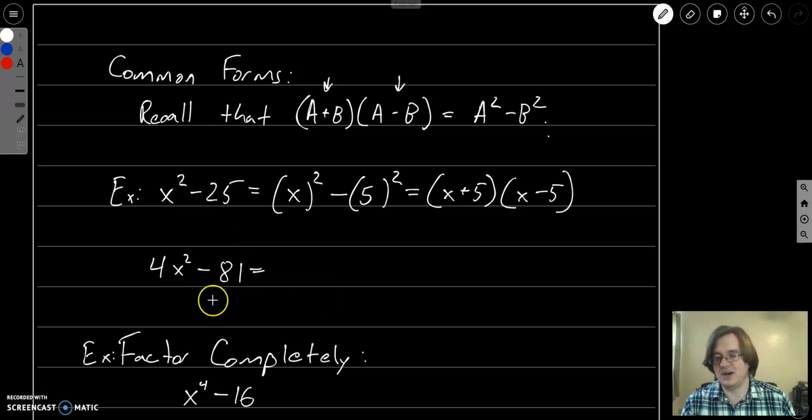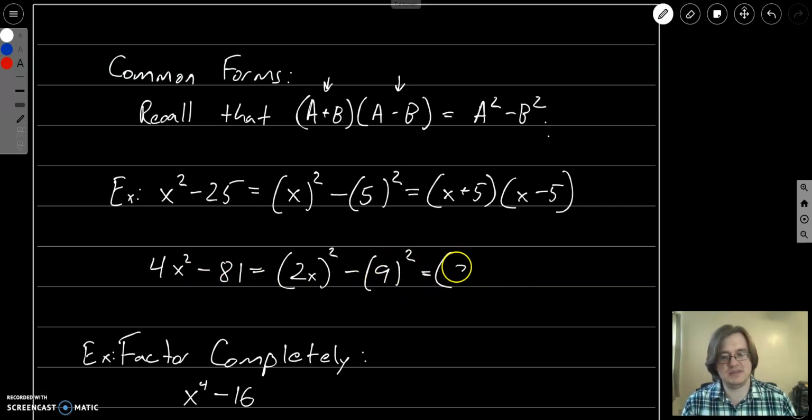And again, we can do the same thing here. We'll notice that this first term, 4 times x squared, is the same thing as 2x, quantity squared. And we're subtracting 81, which is 9 squared. So this is going to be the same thing as 2x plus 9 times 2x minus 9.